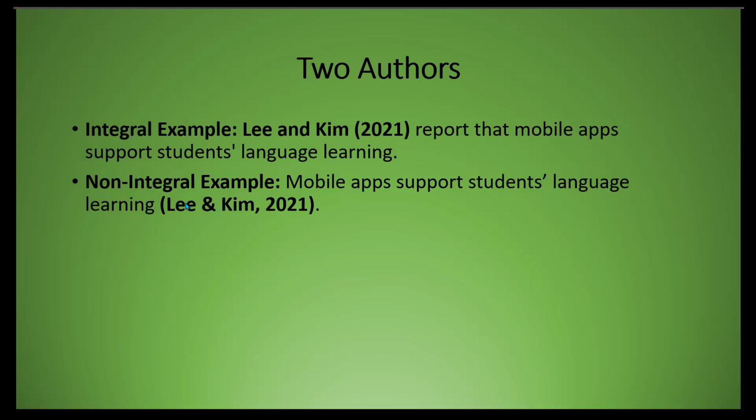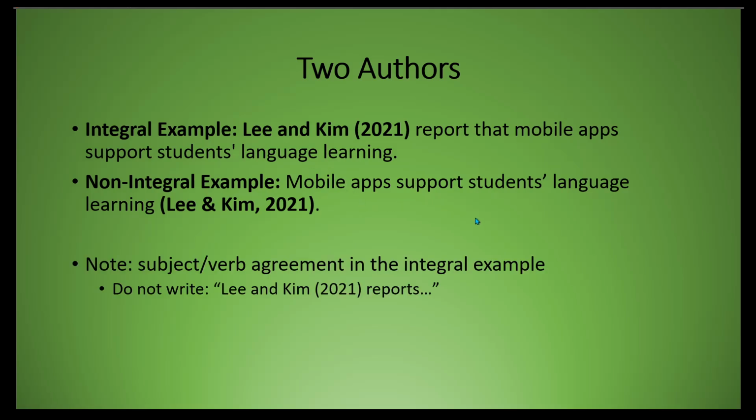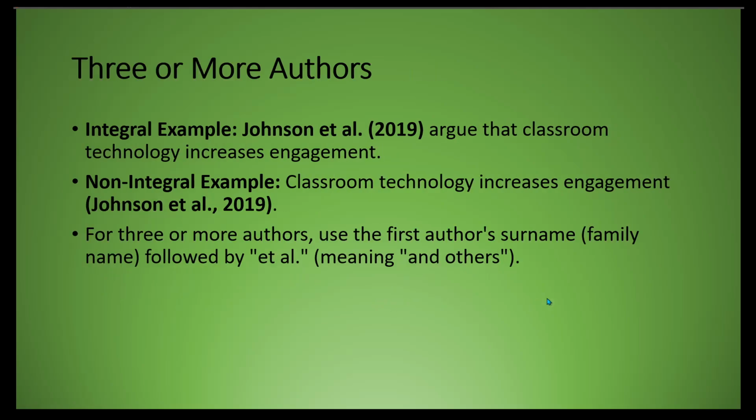Okay, so make sure that if you're using the non-integral citation, it's with the ampersand, and if it's the integral citation, you use the word and. There must be subject-verb agreement. Notice the reporting verb here is now for multiple authors. It is not Lee and Kim reports. Lee reports, Kim reports. Lee and Kim together report. So you must have the correct reporting verb. For three or more authors, it changes again.